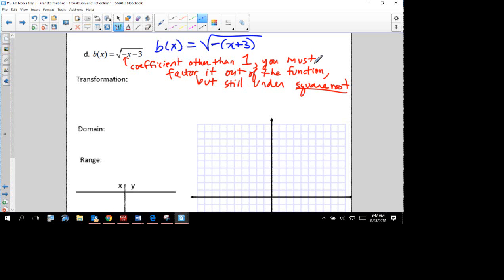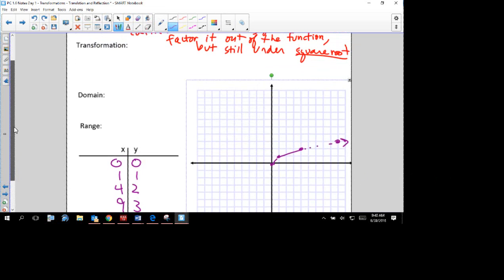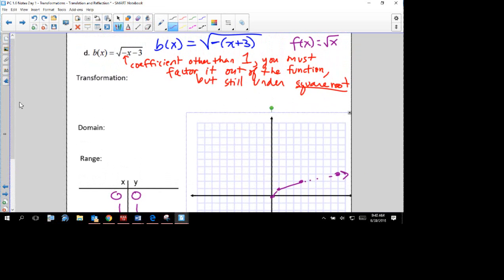So we factor it. Then we look at our transformations. Our parent function is just square root of x. If you're writing your table, that would be (0, 0), (1, 1), (4, 2), (9, 3). You're graphing it. There we go, so there's our parent function. Real fast. Again, the parent function stuff's in your notes from 1.5. So if I go too fast on that, it's in your notes.